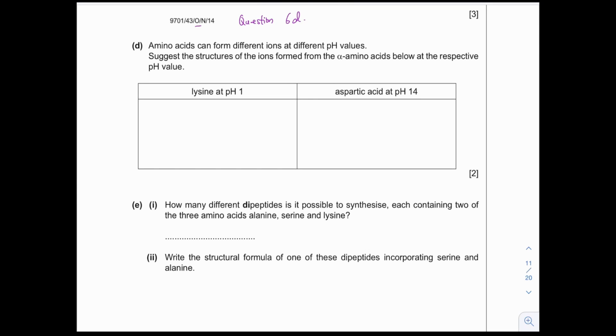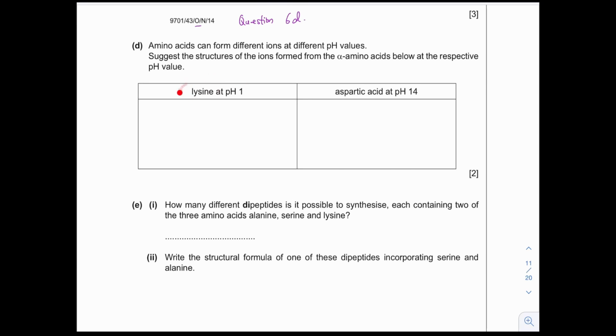This question is from October-November paper 4, variant 43, question 6D. Amino acids can form different ions at different pH values. Suggest the structures of one of the ions formed from the alpha amino acids below at the respective pH values. Alright, so what is the structure of lysine at pH 1?